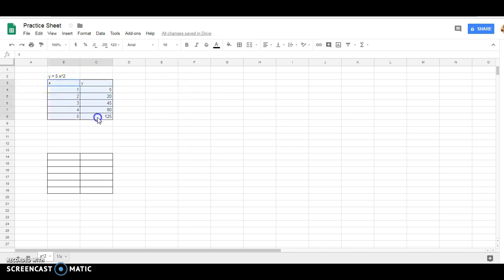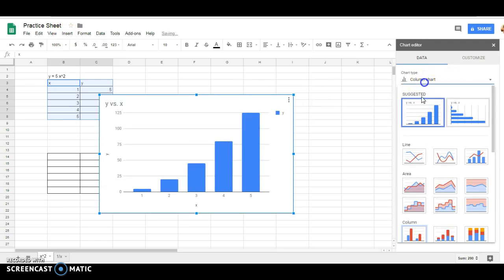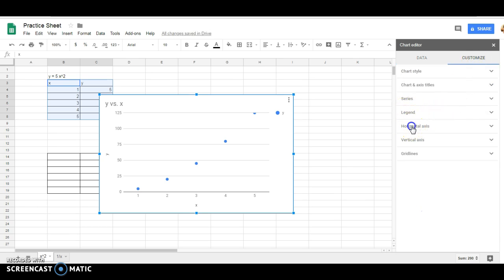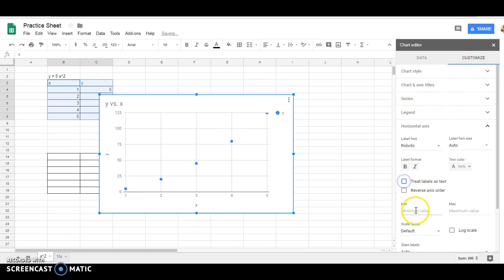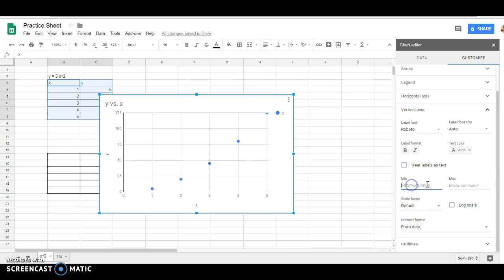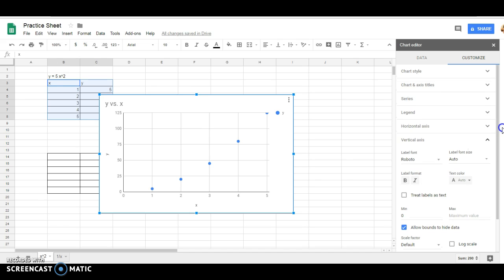I want to graph this stuff. So insert, chart, we want a scatter, and let's just customize a couple things just to make it a little easier to read. Let's go to our verticals, 0. Okay, and here's the interesting part.